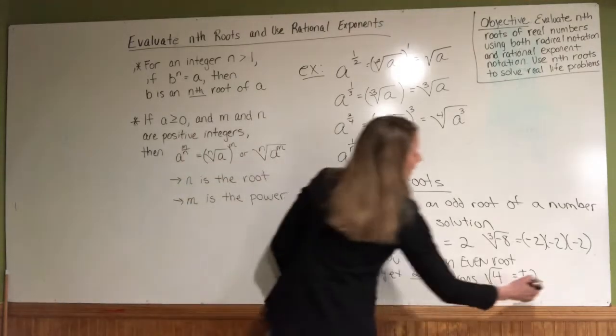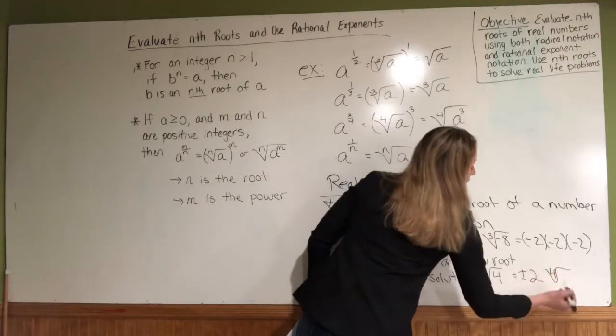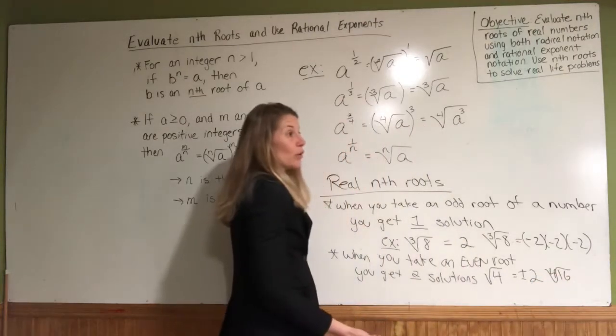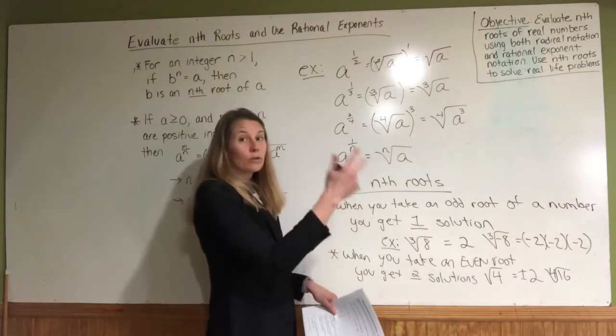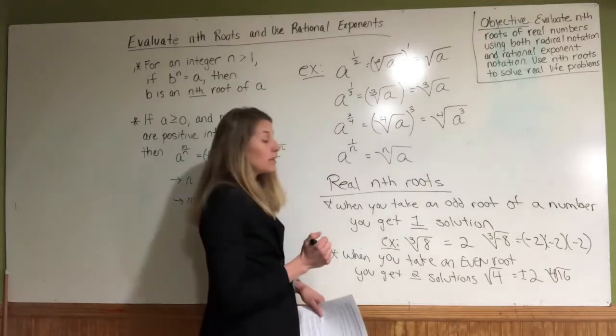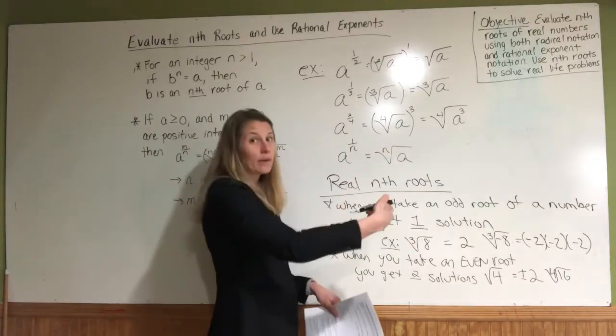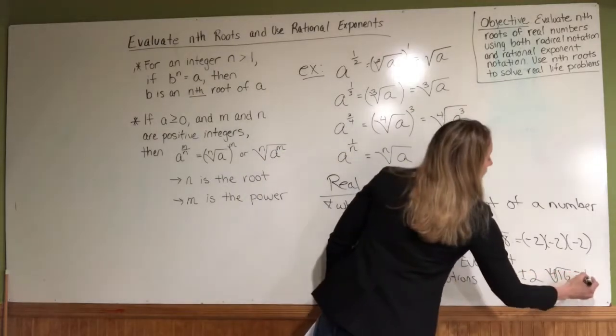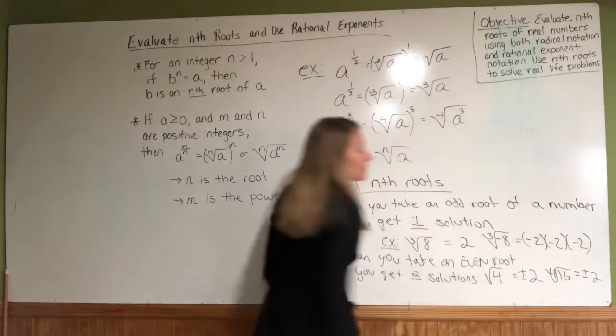Same thing would apply if you had the 4th root of, let's say, 16. So that could have been 2 times 2 times 2 times 2 to get us that 16, or it could be negative 2 times negative 2 times negative 2 times negative 2 to get us that 16. So the answer would be positive or negative 2.